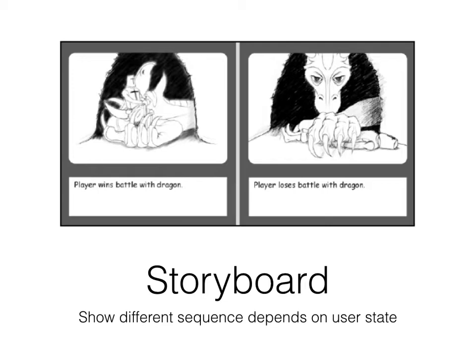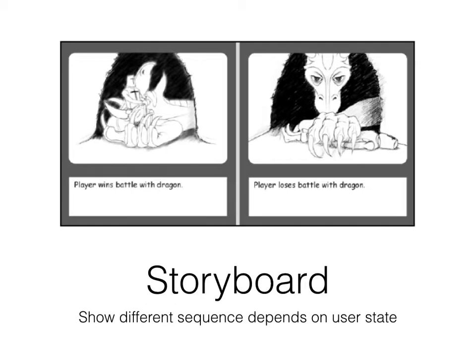sits on one of the hands of the dragon and that indicates the player wins, and the dragon is already dead over there. And if a player loses a battle with the dragon, it's like being stabbed by the dragon, and the player looks dead there. So it shows a different sequence depending on the user state.